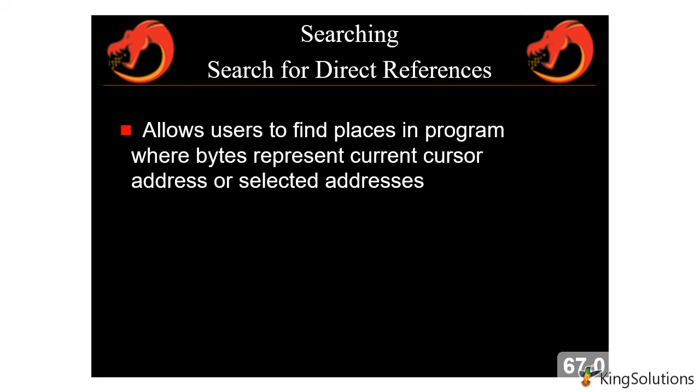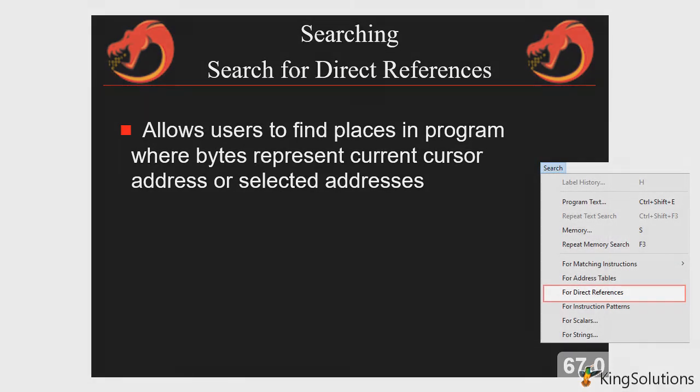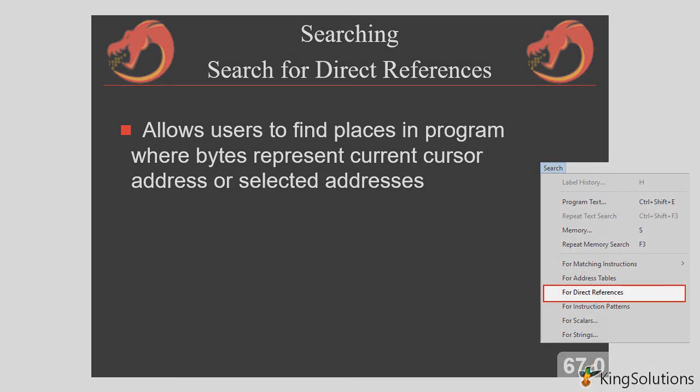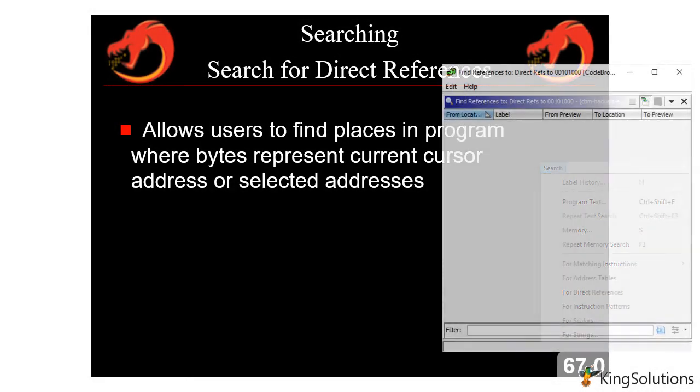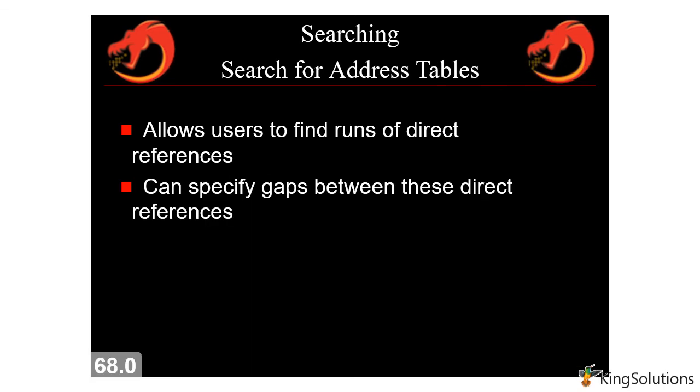Searching. Search for direct references. Ghidra allows users to find places in a program where bytes represent the current cursor address, or selected addresses. To open the Search for Direct References dialog, go to Search, For Direct References. A direct reference in Ghidra is a reference that uses bytes to reference an address.